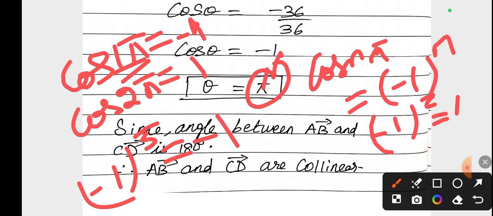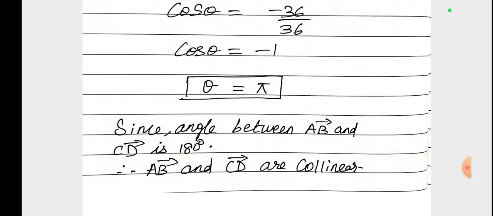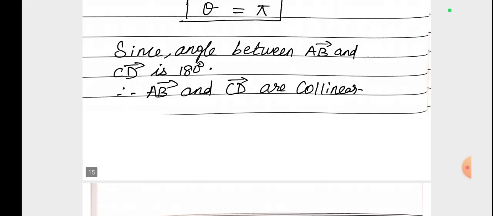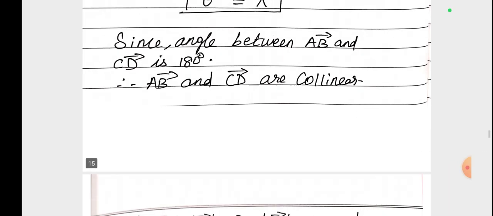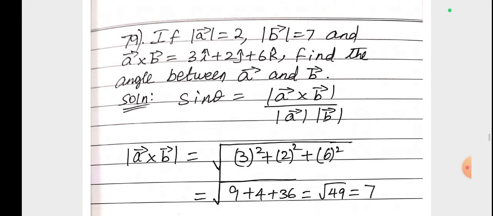Since we get minus 1, we can equate theta equal to pi, which is 180 degree. Since it's 180 degree, we are getting a line. If it is a line, then A, B, C, D are all collinear. 180 degree is the reason to say it's collinear, children. Just go through this concept, it is important.